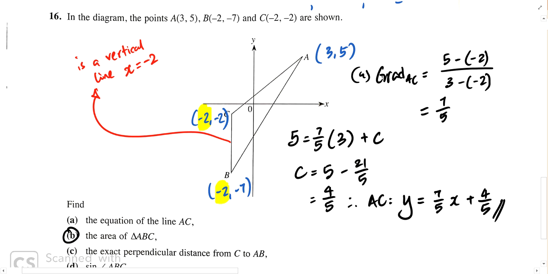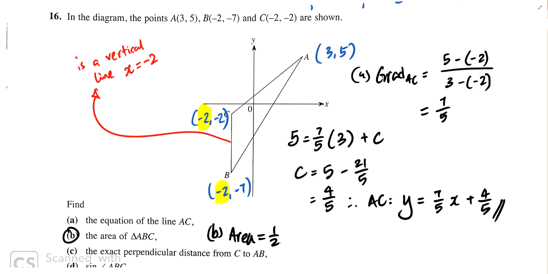Now for part B, the area of triangle ABC. You have only learned one formula for the area of a triangle so far. That is half times the base times the height. In this case, we've got 3 options for the base, and we've got 3 options for the corresponding height. Only one of the 3 sides is suitable for us to use as the base for this question.